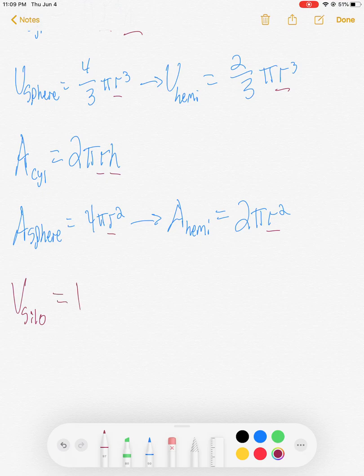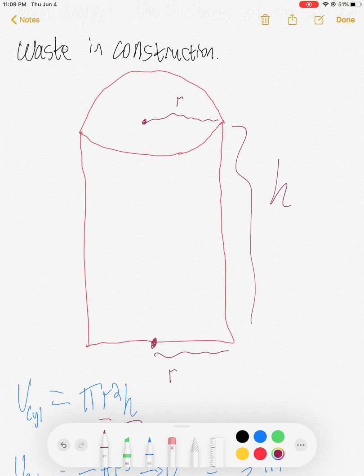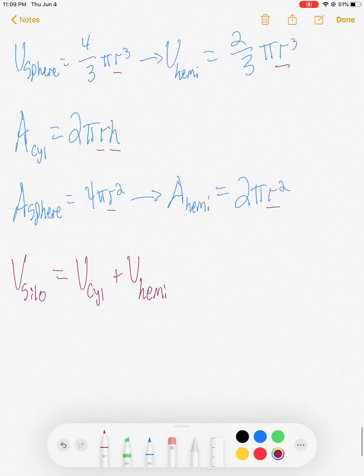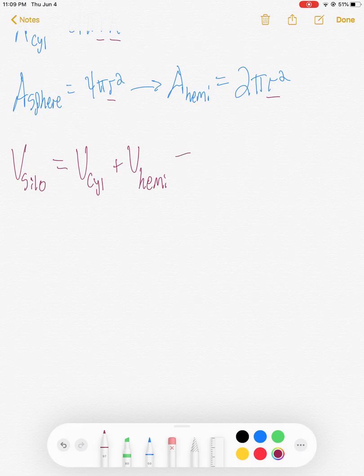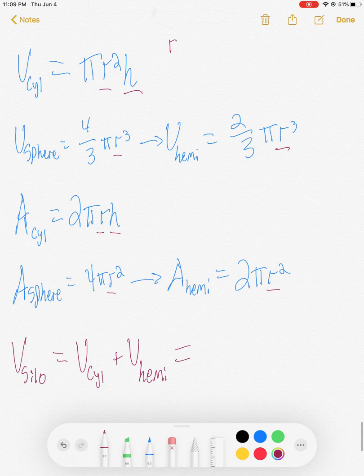Okay, so let's see what information we have. The volume is fixed at 6,000 cubic units. Well, let's write the volume of our silo. It's going to be the sum of the volume of the cylinder plus the volume of the hemisphere, right? It's going to be the volume of the bottom part, and then we still have that hemisphere on top. So we have to combine those two.